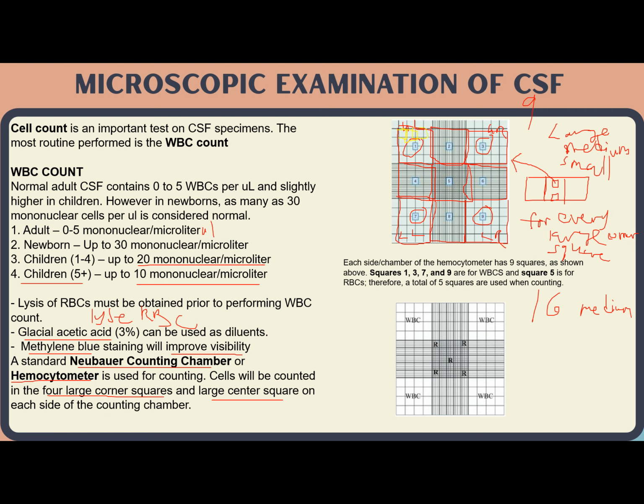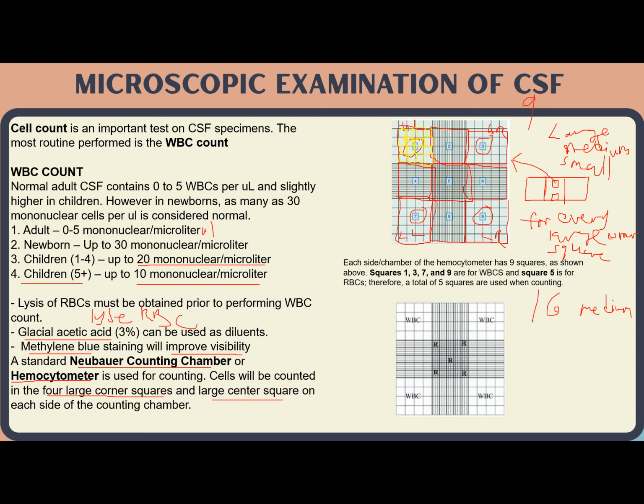1, 2, 3, and 4. 1, 2, 3, and 4. 1, 2, 3, and 4. 1, 2, 3, and 4. For a total of 16 medium squares.